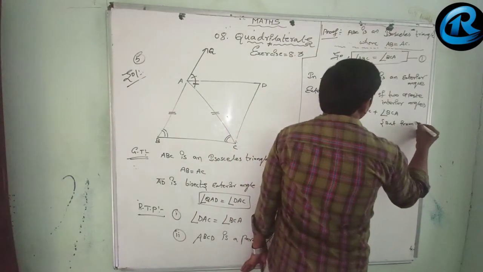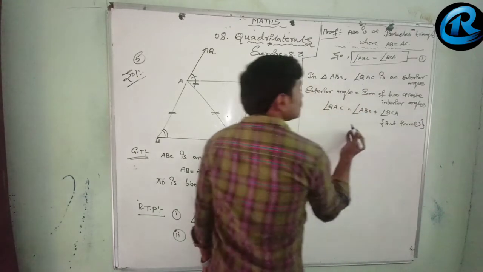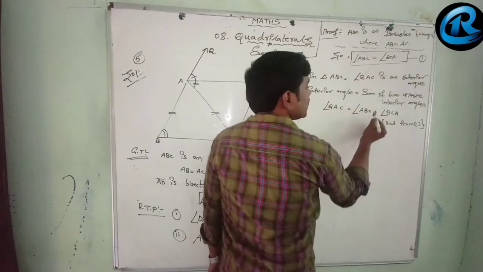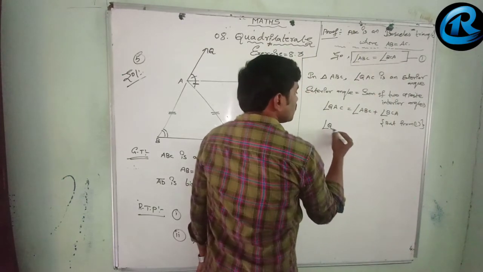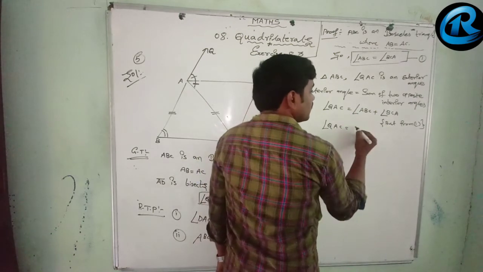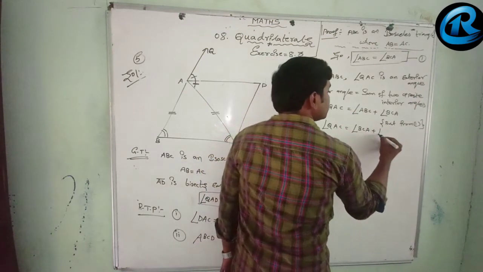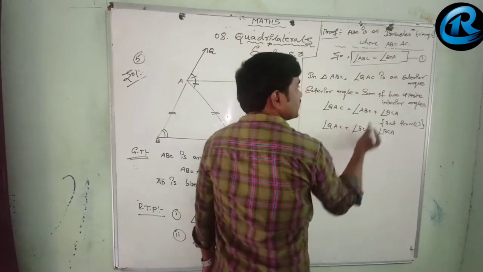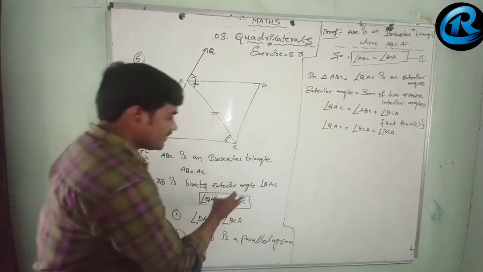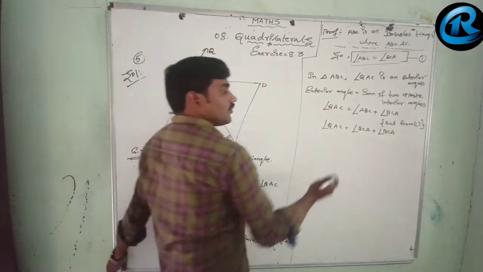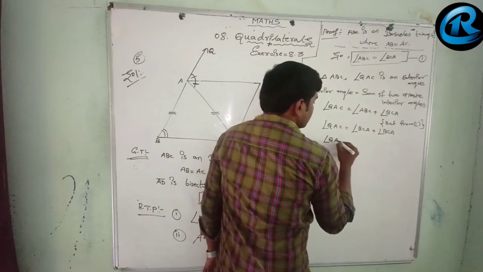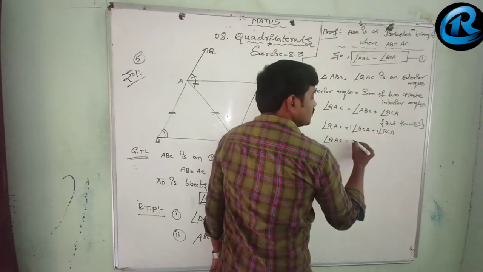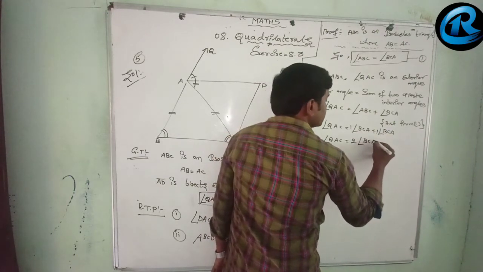From equation 1, what can we write? Angle ABC equal to angle BCA. So instead of angle ABC, we can write angle QAC equal to angle BCA plus angle BCA. Why did we write two times? Angle ABC equal to angle BCA. Both are equal. I am changing in terms of BCA because we require BCA only. So angle QAC equal to one angle BCA and one angle BCA. So two angles BCA.